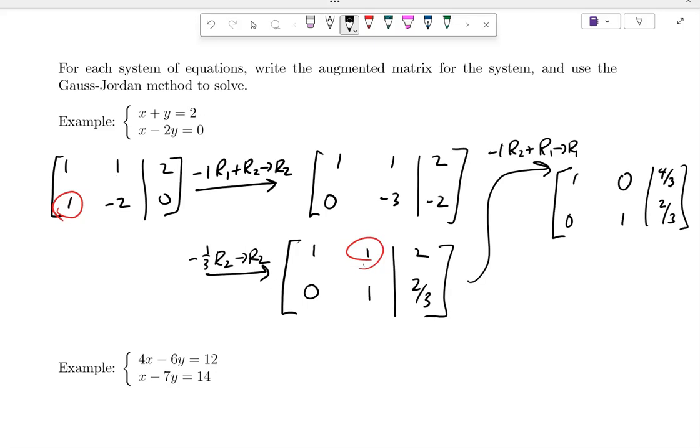Are we done? Yeah, we're done at this point, right? So how will we write our solution? What's your x value? 4/3. What's your y value? 2/3.